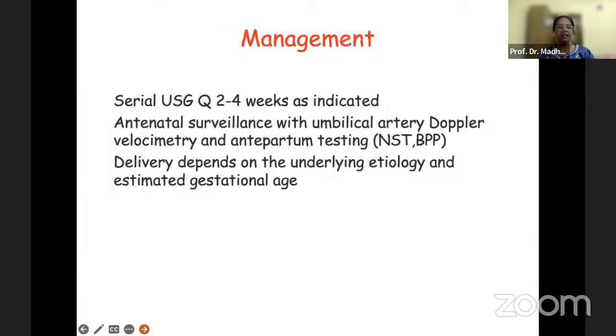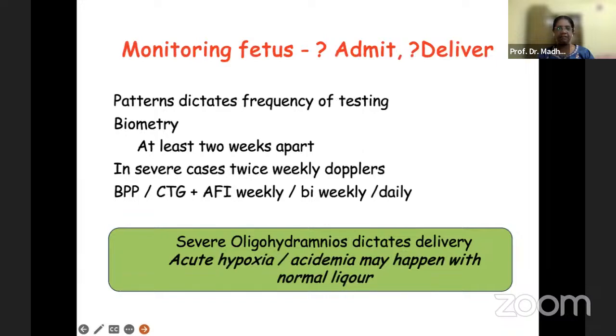How do you do the management? Every patient will get a serial ultrasound every 2 to 4 weeks as indicated. And umbilical artery Doppler need not be done every week, at least once in 2 weeks, usually we do them in all compromised babies. And delivery depends on the underlying etiology and estimated gestational age.